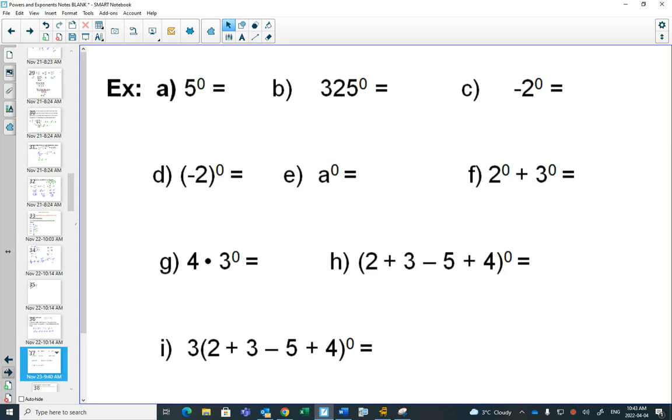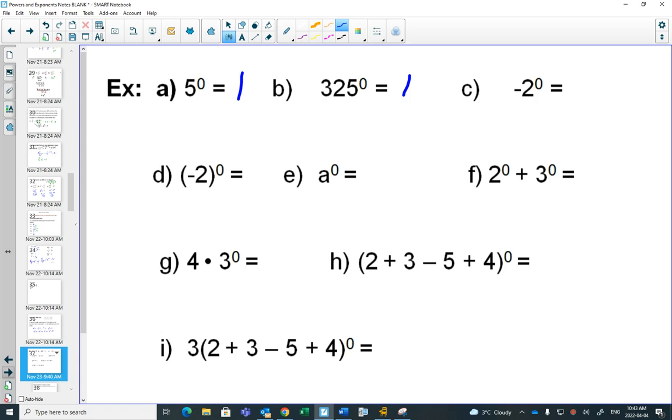9 questions. Some of them involve zeros, but they also involve your other laws that you have. The first ones don't. 5 to the 0. 1. Right? 325 to the 0. 1. What is negative 2 to the 0? Is it going to be 1 or is it going to be negative 1?